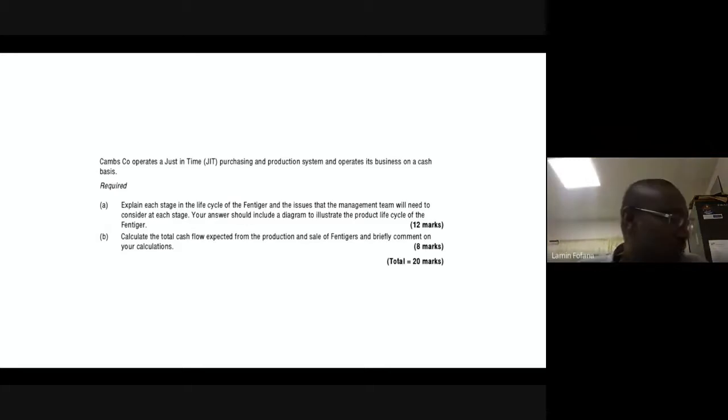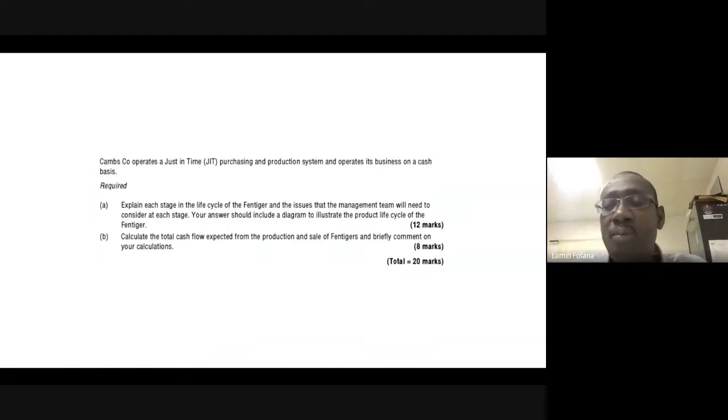Okay. The first part says explain each stage in the life cycle of the Fentiga and the issues that the management team will need to consider at each stage. Your answers should include a diagram to illustrate the product life cycle of the Fentiga. Okay, so that's what the question is asking for. Can anyone try? How are we going to approach this, Omar?